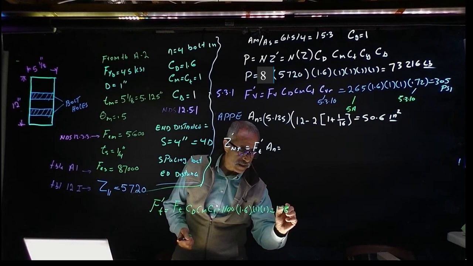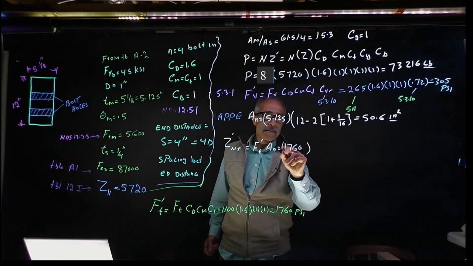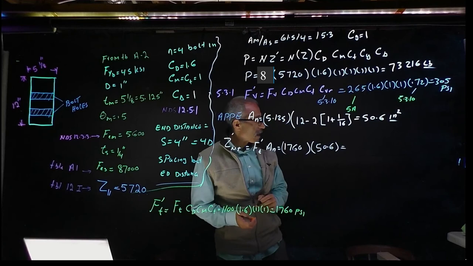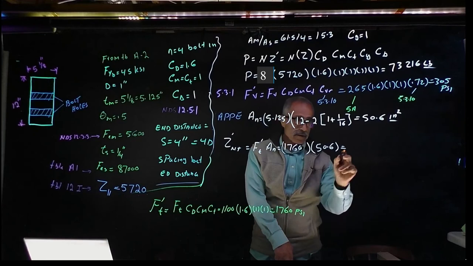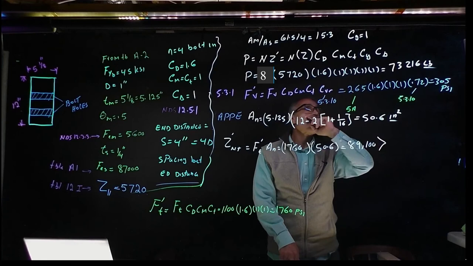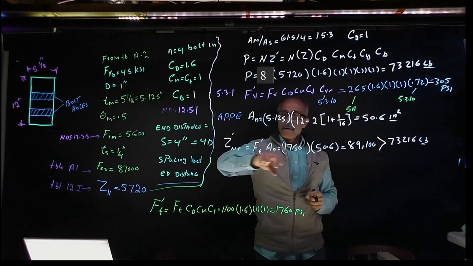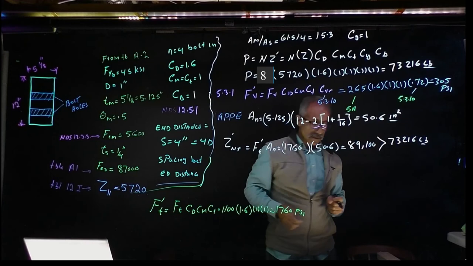So I'm going to take that 1760 psi right here, times the net area, which is 50.6, and that's going to come out to 89,100. So the capacity of that is more than the force, 73,216 pound. So in here we said, okay, based on this, the force is going to be here. But back here in the tension, we calculated this, so this is going to be more than that. So the tension capacity of the glulam member is more than the force. So now let's continue with this.